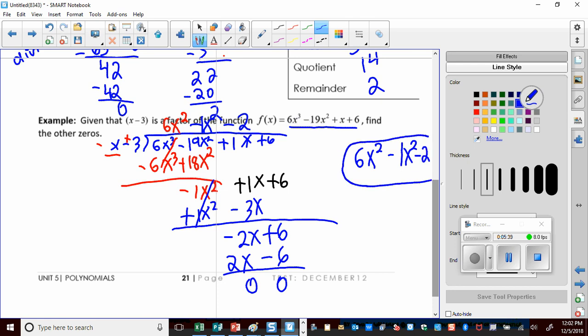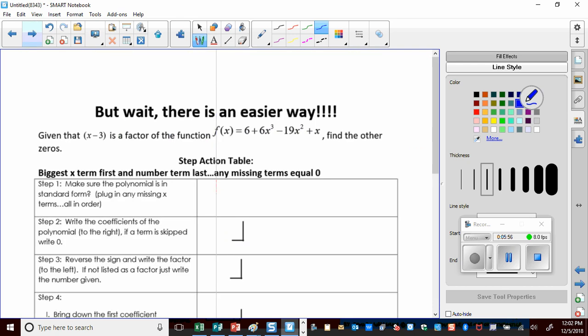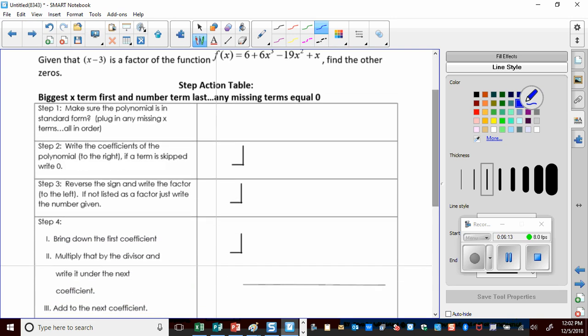And you're probably confused a little bit about what just happened if you hadn't done it in Algebra 1. But I tell you what, we're going to use synthetic division instead to solve the same problem. It says, given that x minus 3 is a factor of the function f of x equals 6x cubed minus 19x squared plus x plus 6, find the other zeros. So we're in the same situation. We're dividing all of this by x minus 3.